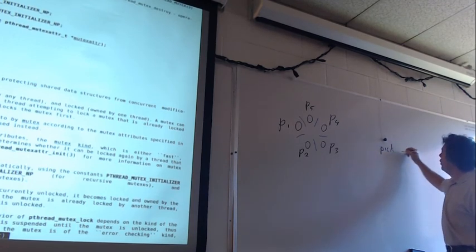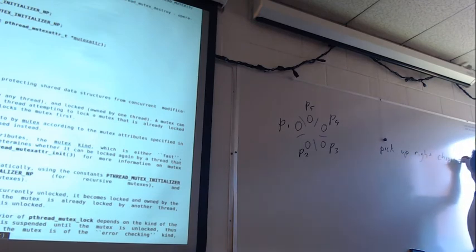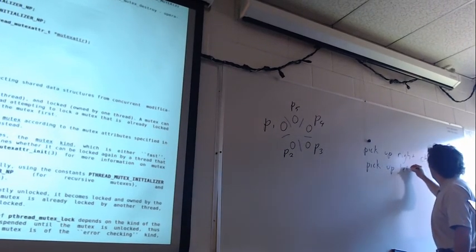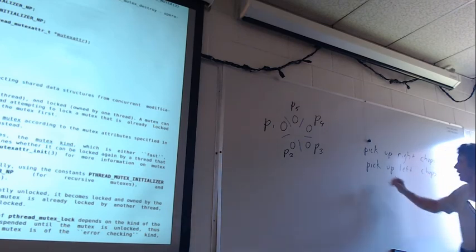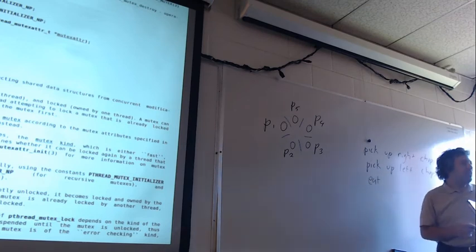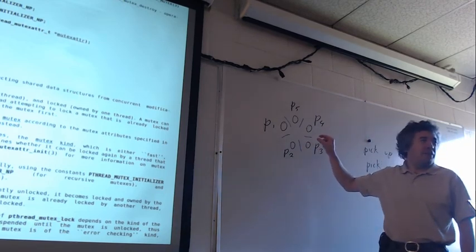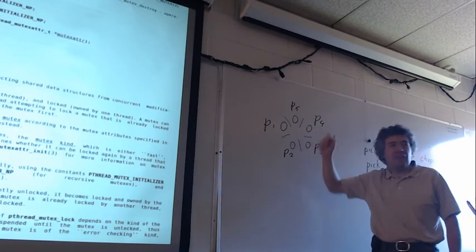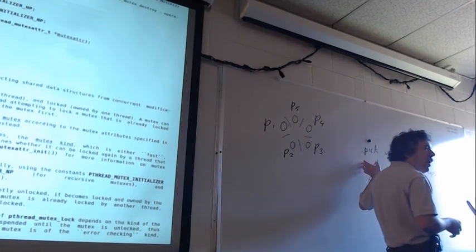Pick up the right chopstick, and then pick up the left chopstick, and then you eat. So that's the plan. Each philosopher reaches out and picks up the right chopstick. Now, none of them can pick up the left chopstick because they're all holding one. So this instruction takes a long time, and they sit there waiting to pick up the left chopstick until they all starve.